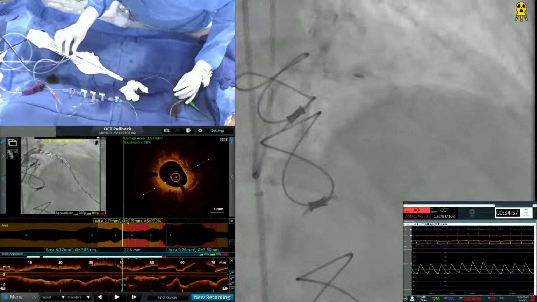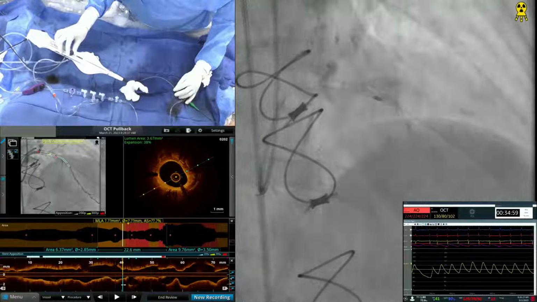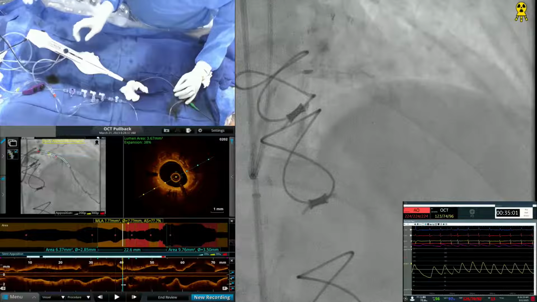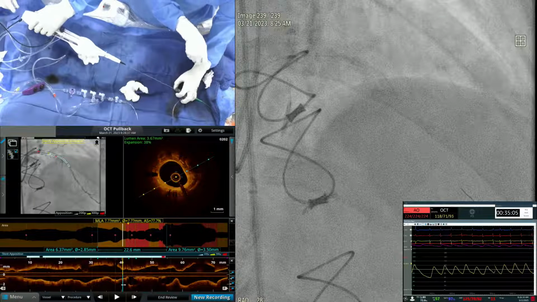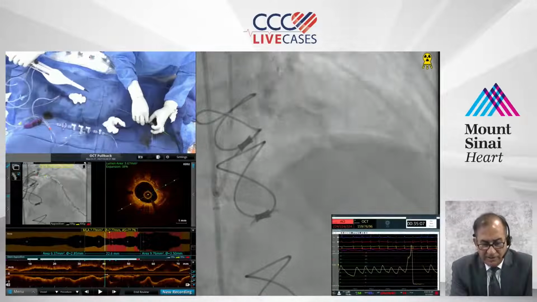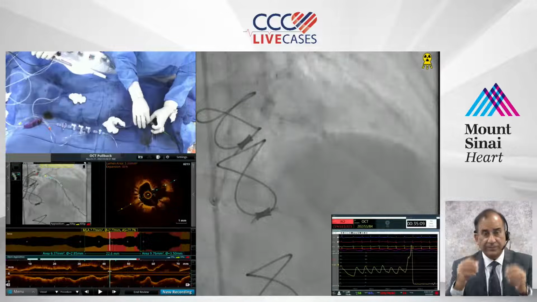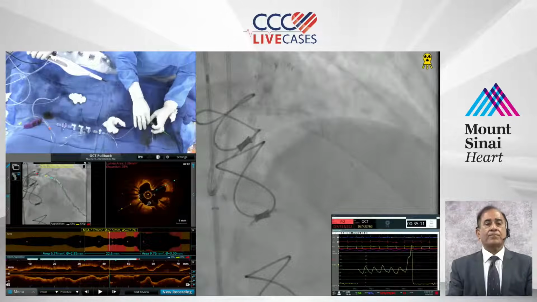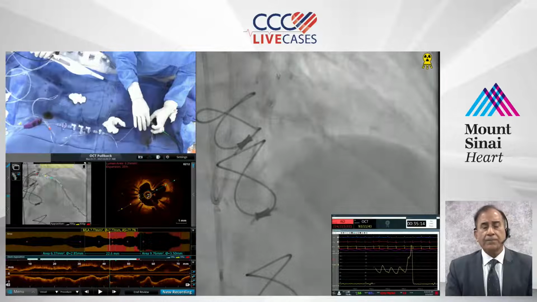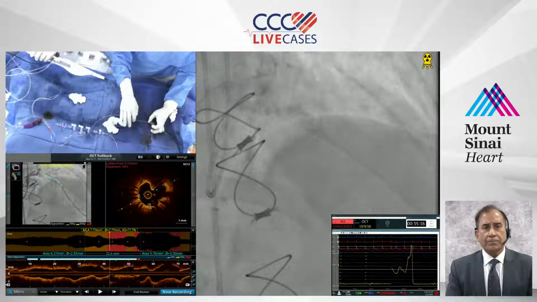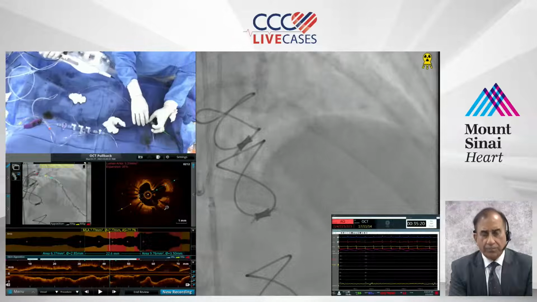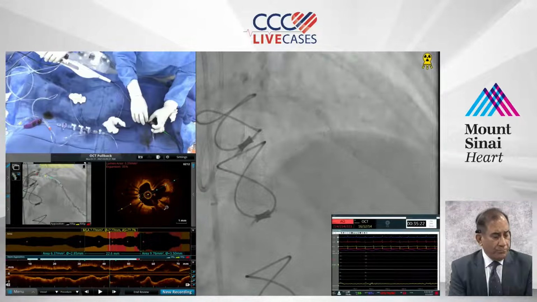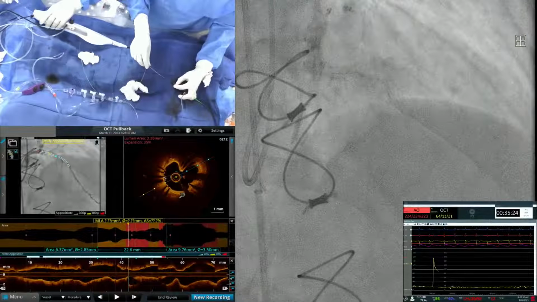Do you want to do OCT after or just go forward? Okay, come out. And the question is how to differentiate between negative remodeling and underexpanded stent. Yeah, definitely the stent, the shortest axis is 1.5. Definitely underexpanded stent. So the question is very simple, that negative remodeling versus underexpanded stent.